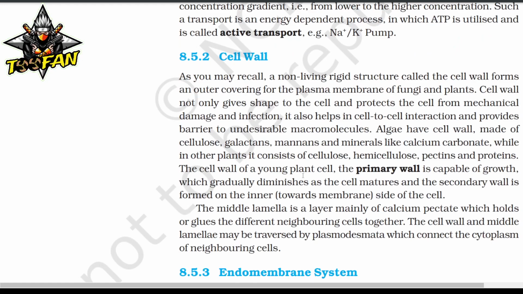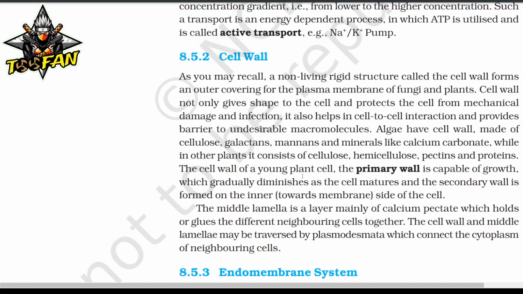Now, the cell wall. As you may recall, a non-living rigid structure called the cell wall forms an outer covering for the plasma membrane of fungi and plants. The cell wall not only gives shape to the cell and protects the cell from mechanical damage and infection, but it also helps in cell-to-cell interaction and provides a barrier to undesirable macromolecules. Algae have a cell wall made up of cellulose, galactans, mannans, and minerals like calcium carbonate, while in other plants it consists of cellulose, hemicellulose, pectins, and proteins.